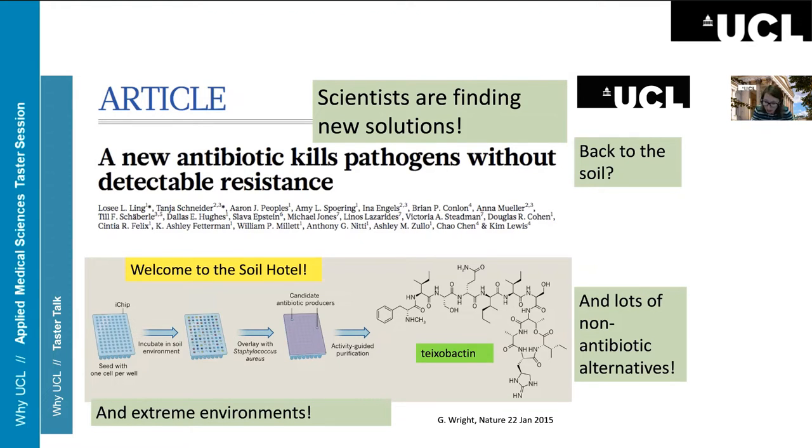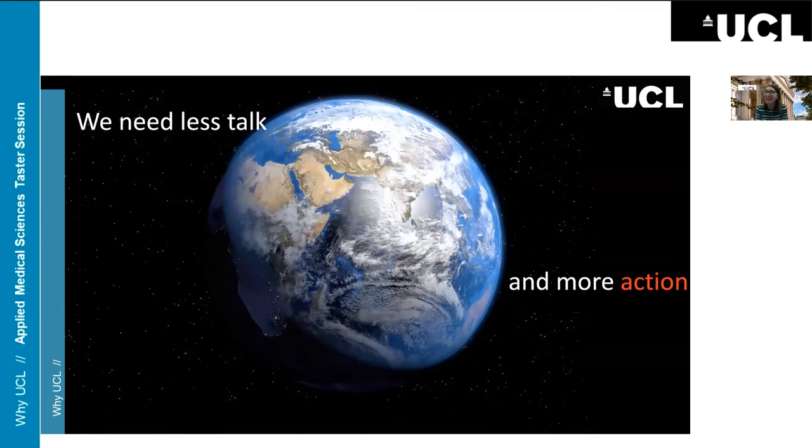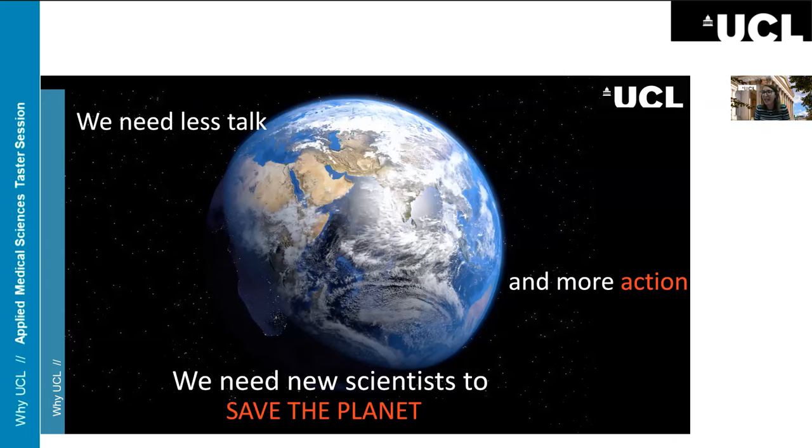So the nutshell of my taster talk is we really need less talk about AMR. We understand why it happens. We know it's happening. We've known about it for almost a century. What we need is more action, and what we need are really smart people to save the planet. I'm not even exaggerating here. I really think AMR is such a huge problem, and I think we need young people with bright new ideas. We need the next generation of scientists to come and think about these interesting problems.